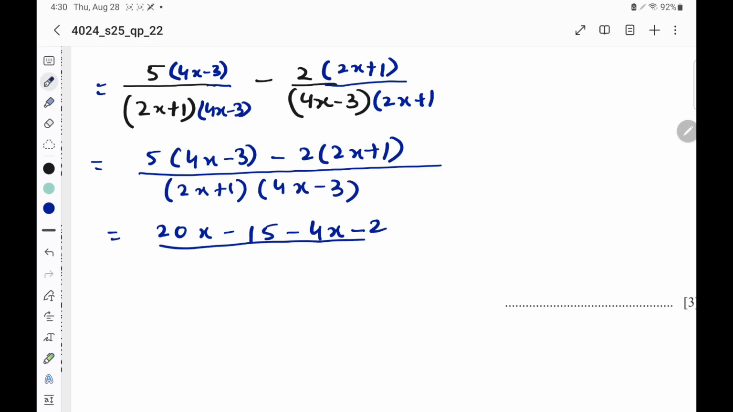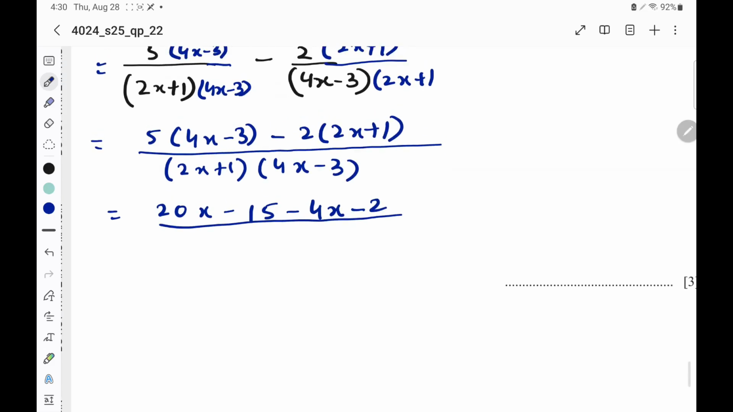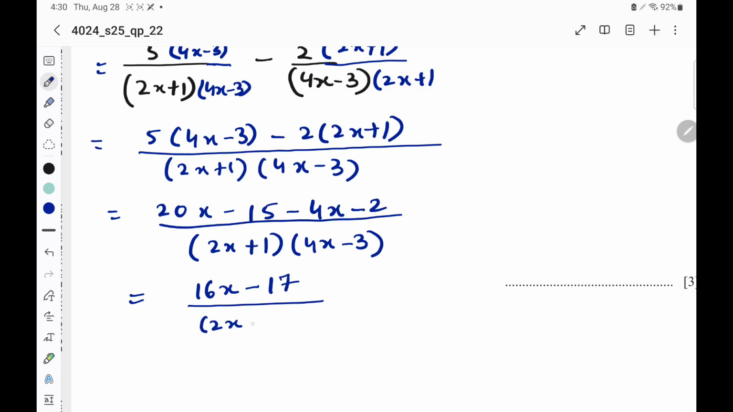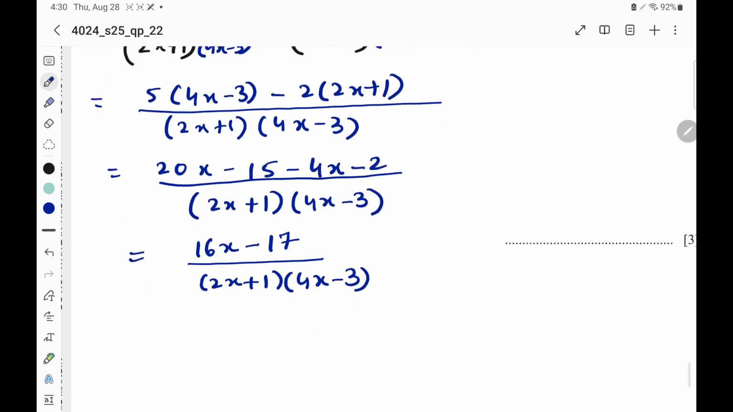Divided by, keep writing down as it is. If you are multiplying the denominator, then it's also okay. If you don't, then it's also fine. It's better to keep it in brackets or in factorized form. Maybe in some questions it happens that in the numerator you get the same brackets, then you can cancel. That's why leave it as it is. So that is 20x minus 4x is 16x, and minus 15 and minus 2 with the same sign will become minus 17, divided by 2x plus 1 and 4x minus 3. We cannot cancel anything, so that is the answer.